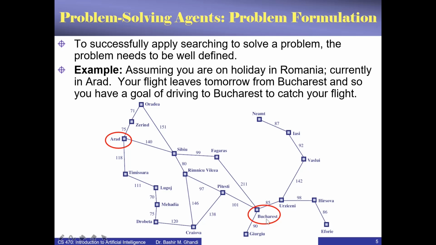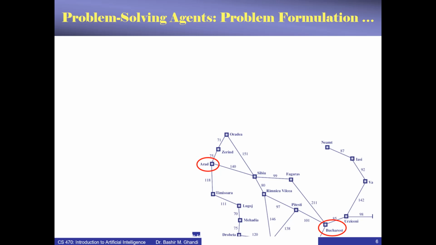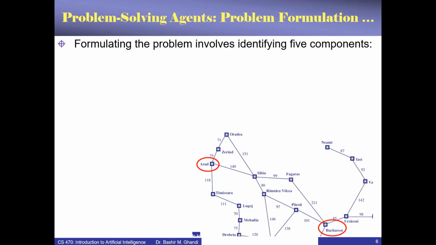So this is the city of Bucharest. The question is, how do you formulate the problem? What is the goal? How do you formulate the problem, and then how do you do the searching and so on? So this is what we are going to see next. I show the map again here just to make sure the statements are clear.